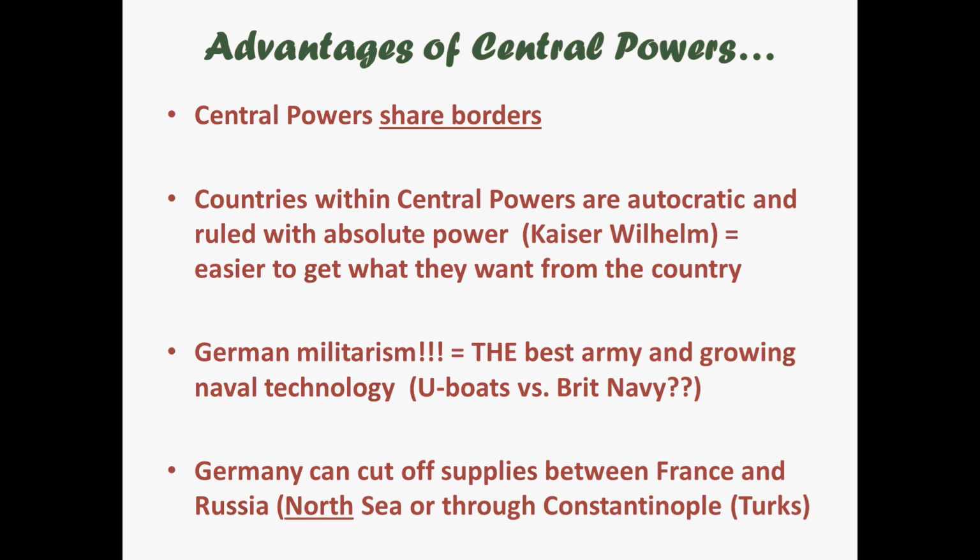But the Central Powers, both Austria-Hungary and Germany, and to pretty much a similar extent the Ottomans, had very powerful rulers who could force their people to do what they wanted. We'll see this again in World War II in Germany.